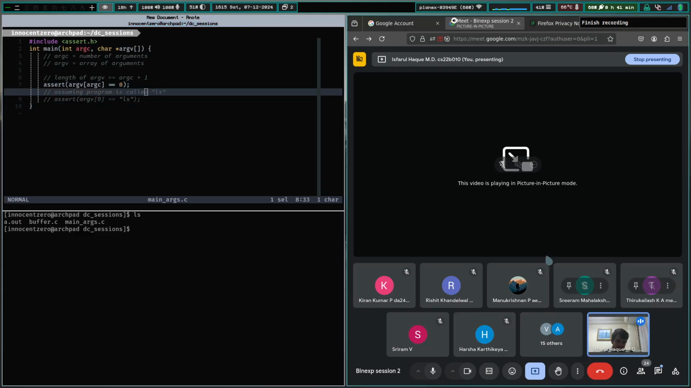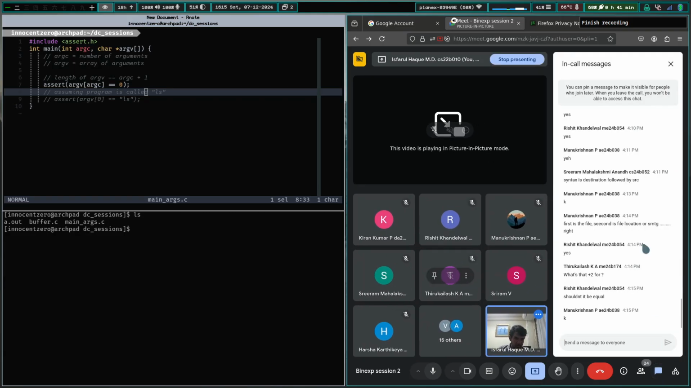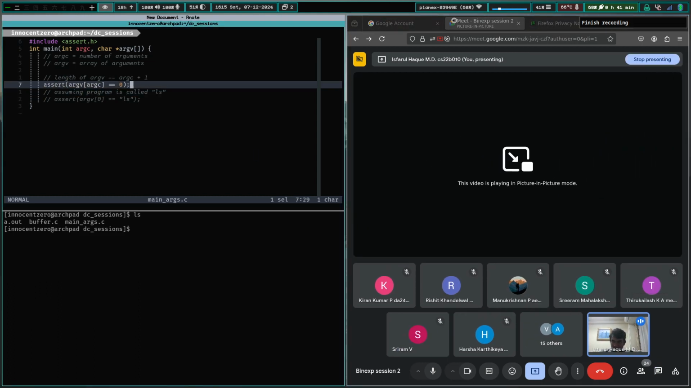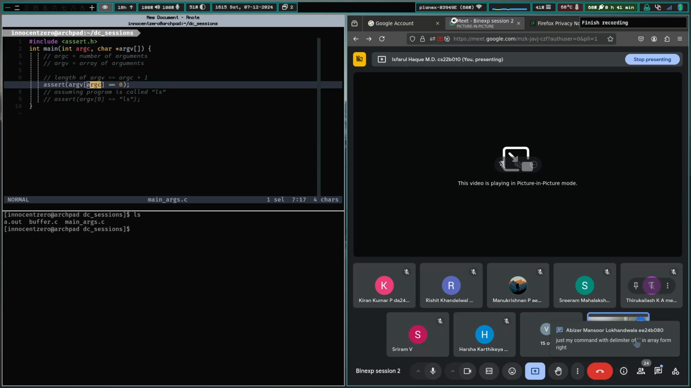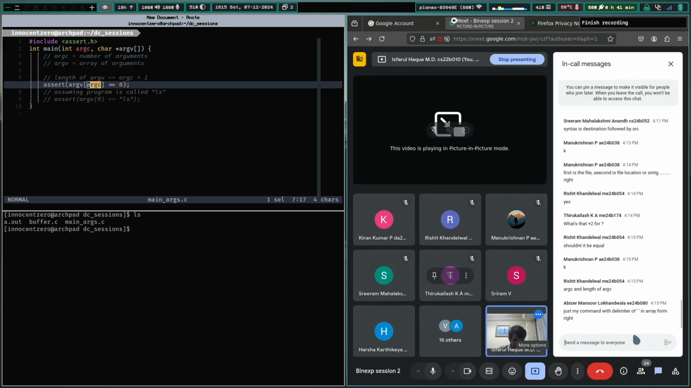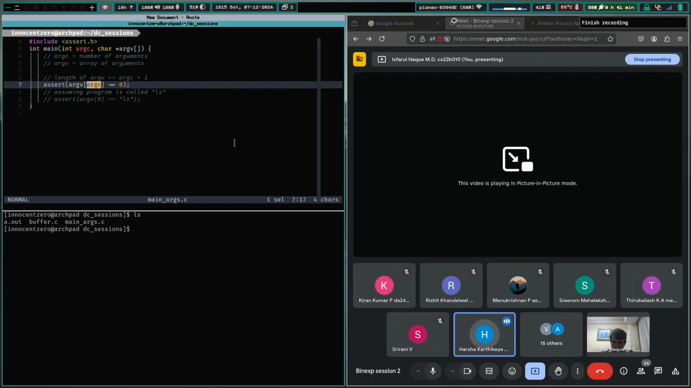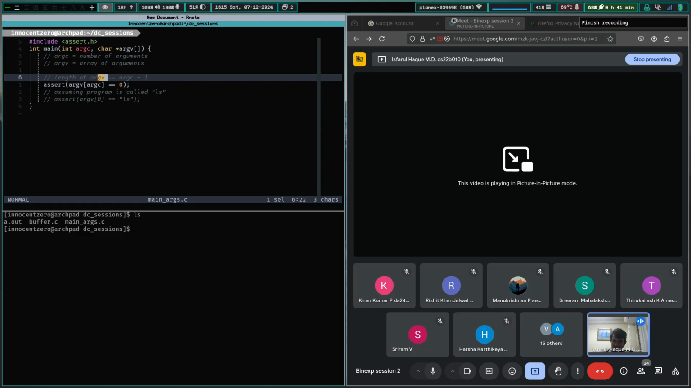What should be equal? One second, there are a lot of chats. First, file location, just forget about it. argc and length of argv. No, right. Indexing starts from 0. argc already includes the starting zero part also, right? So if you don't give it anything, it already has argc as one, I think. Yeah, that's fine. That's why argv will have two things.